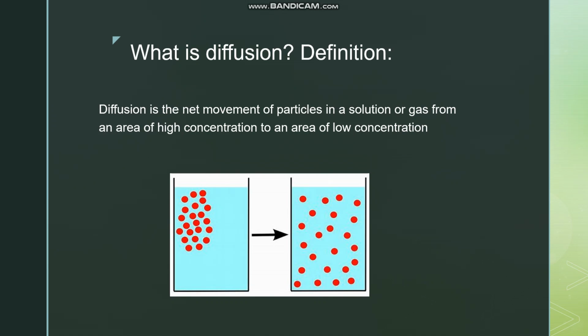Okay, so what is diffusion? Diffusion is the net movement of particles in a solution or gas from an area of high concentration to an area of low concentration. So here in this picture you can see that the first pot has a high concentration of these red particles on the top left, but after diffusion the red particles have evenly spread out.